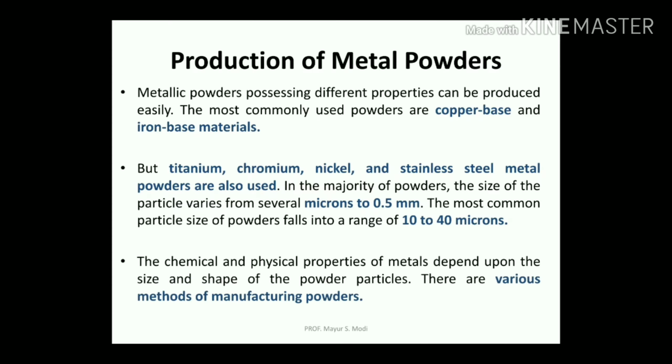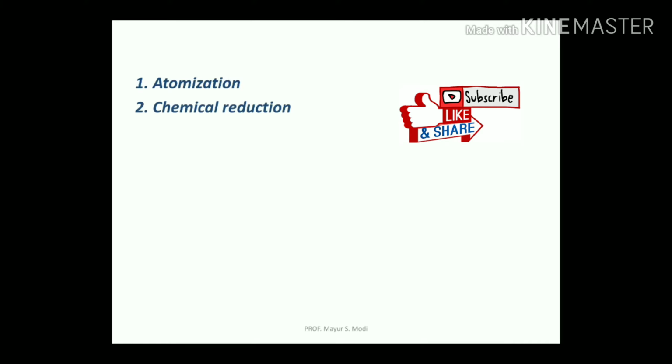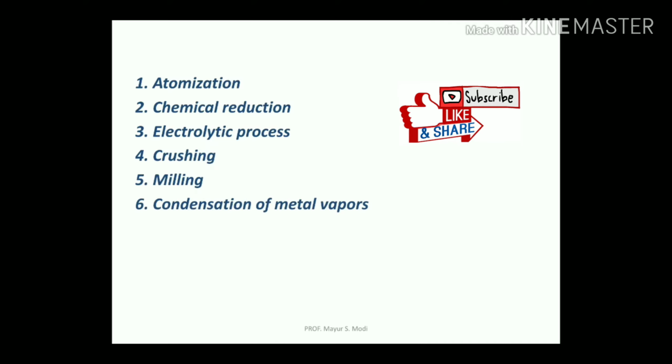The chemical and physical properties of the metals depend upon the size and shape of the powder particles. There are various methods of manufacturing the powders. Let's see the methodologies to form the powder. First, atomization process, chemical reduction process, electrolytic process, crushing process, milling process, condensation of the metal vapors. Starting with the first, the atomization process.